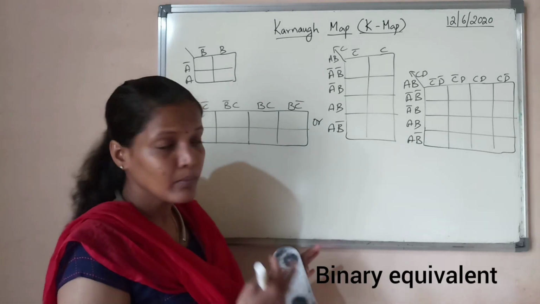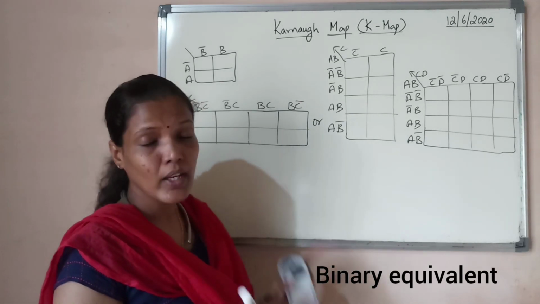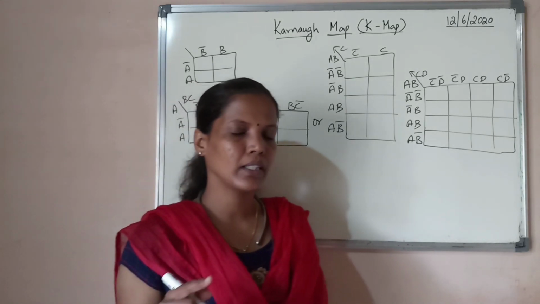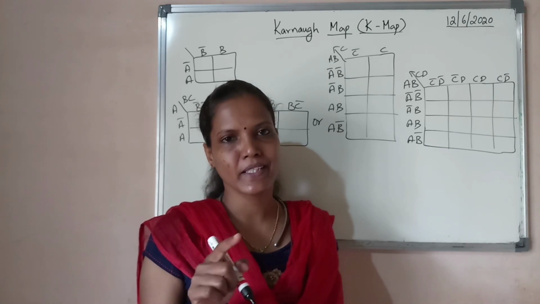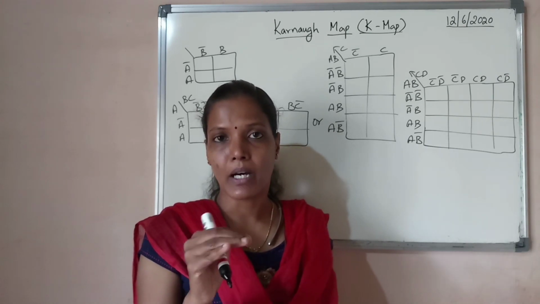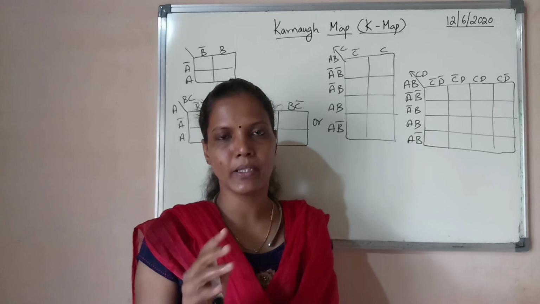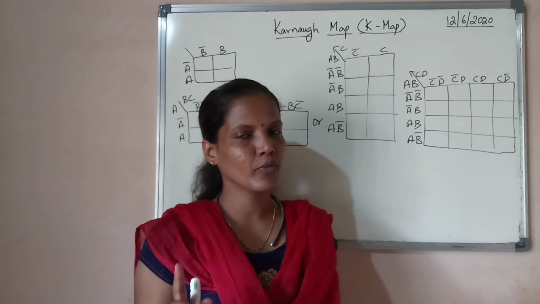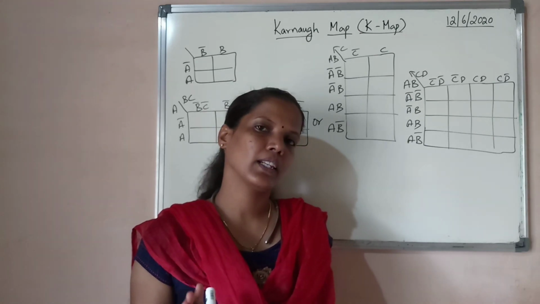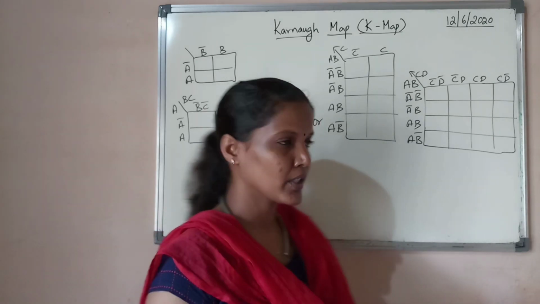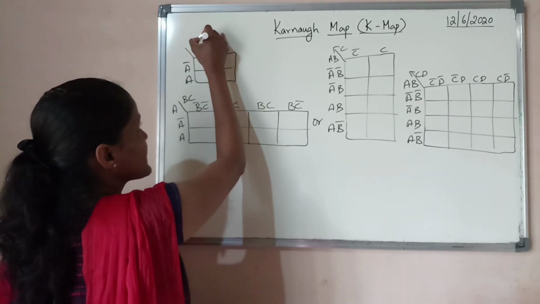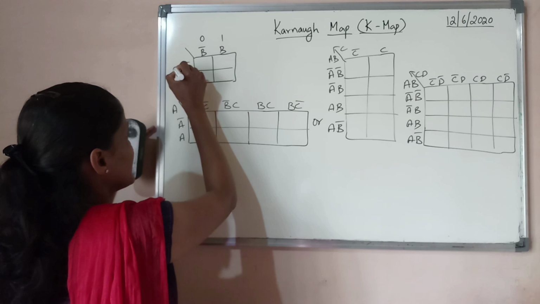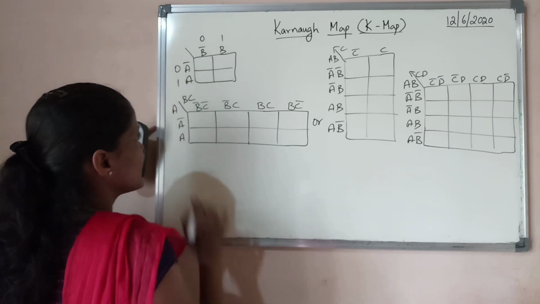After this, the decimal equivalent of these variables can be written as follows. We already know that if the value of a variable is 0, then we represent that variable by placing a bar upon it, that is, we write it in complementary form. If the value of the variable is equal to 1, then that variable will be written in its uncomplemented form. So here B bar means its value is equal to 0 and this is equal to 1. Here A bar means 0 and this is equal to 1.